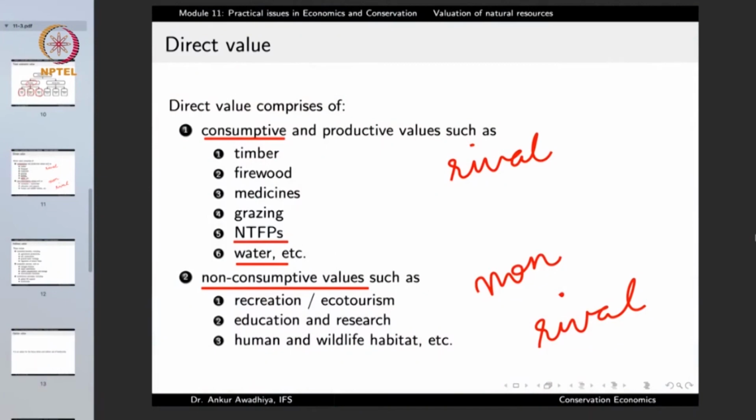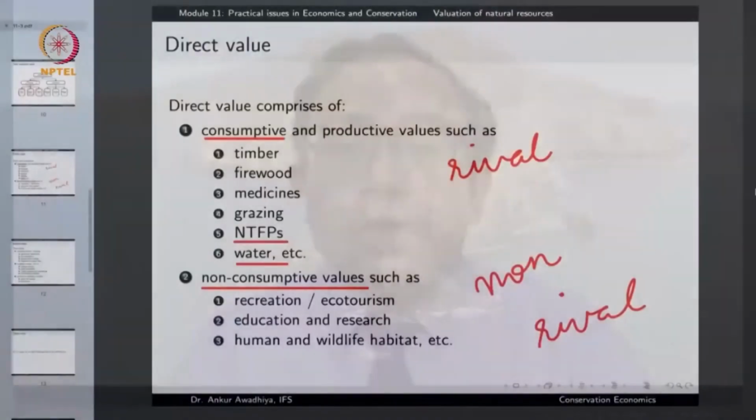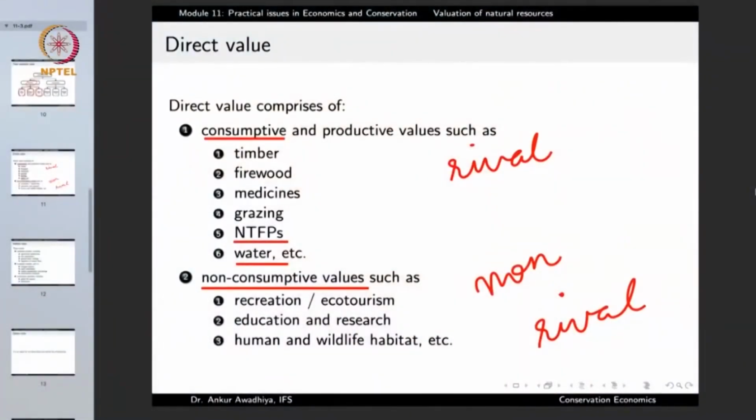So if I am using the forest as a wildlife habitat, or as a human habitat, say there is a rest house in the forest, and I go into the forest and use that rest house because it has very beautiful surroundings. Later on, if you go into the forest and stay in the rest house, it does not matter whether I have stayed before or not, as long as I'm using it sustainably and I'm not destroying it. So these things are known as the non-consumptive values that we derive from the forest.